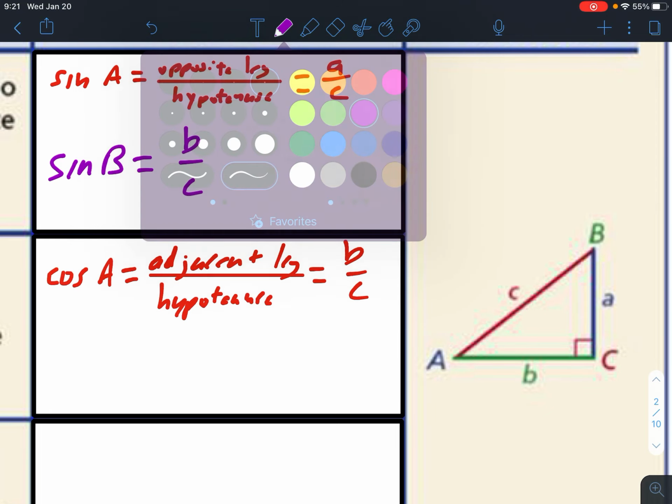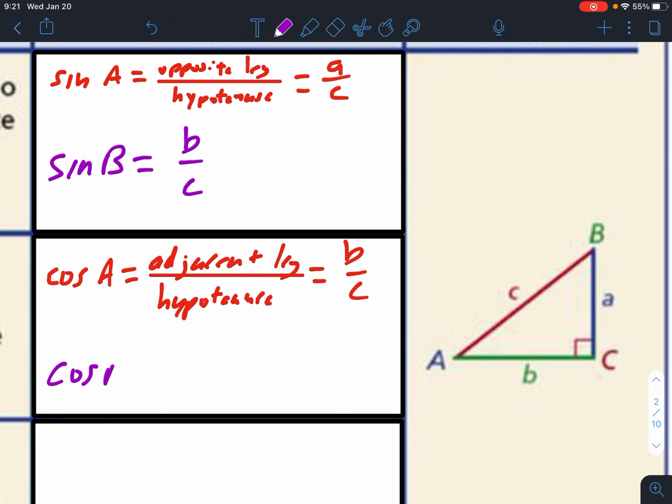And again, we could do the same thing for B. We could say the cosine of angle B is equal to the adjacent leg over the hypotenuse. So in this case, it would be a over c.